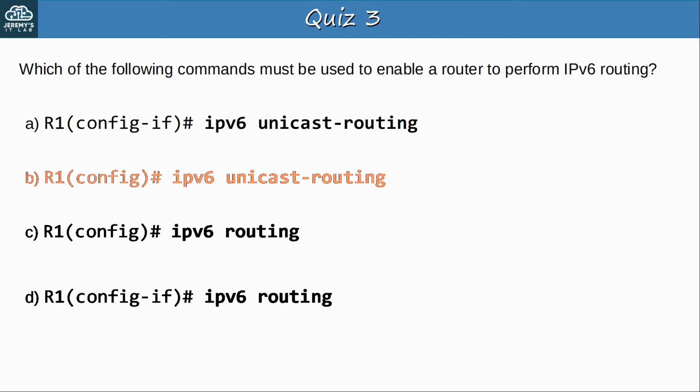The answer is B. IPv6 unicast routing, entered in global config mode, must be used to enable the router to perform IPv6 routing. Okay, we had lots of practice questions earlier in the video, so let's finish the quiz here. Now let's do a bonus question from Boson ExSim for CCNA.